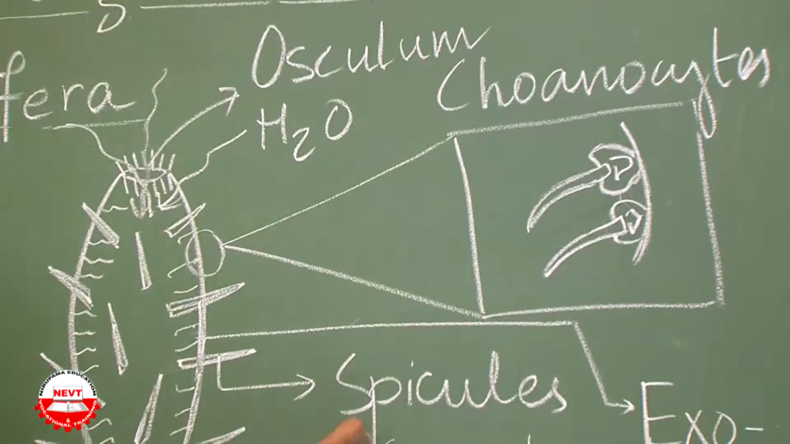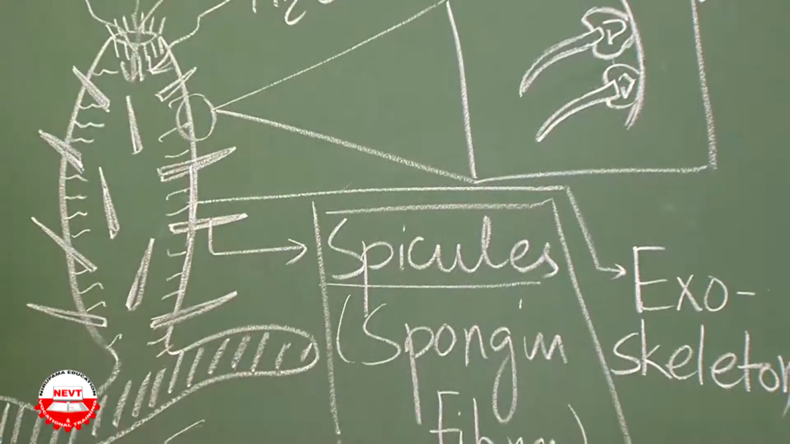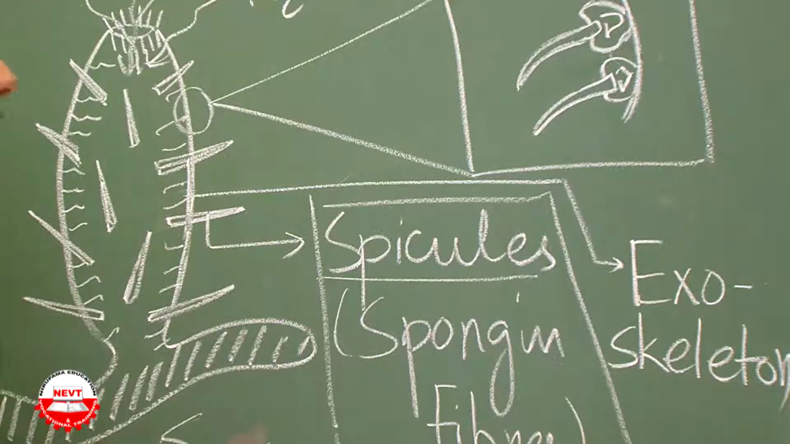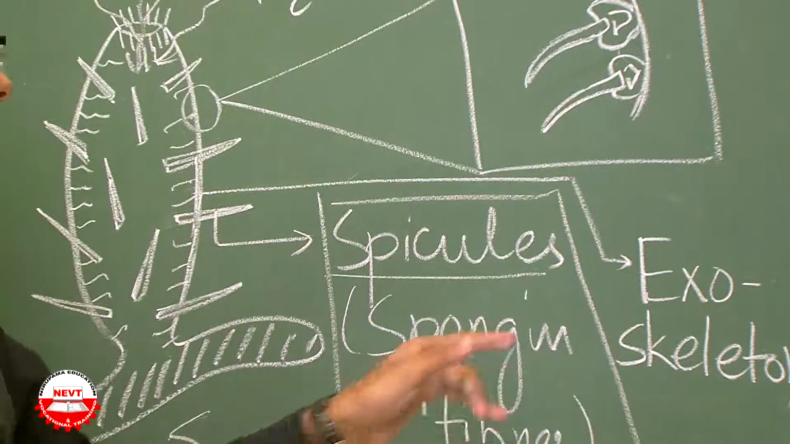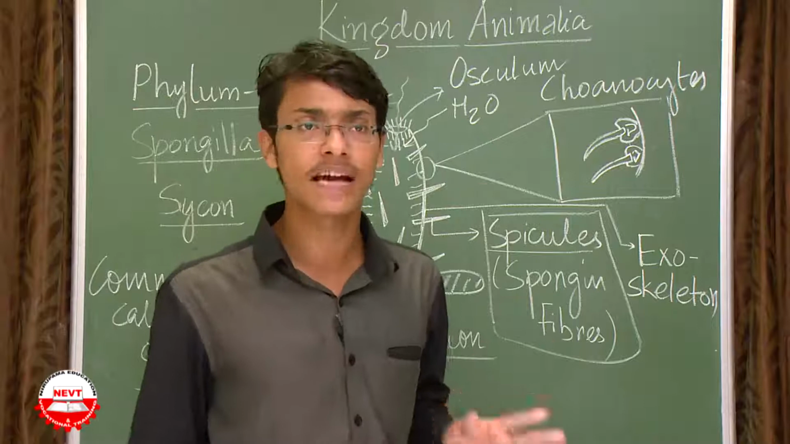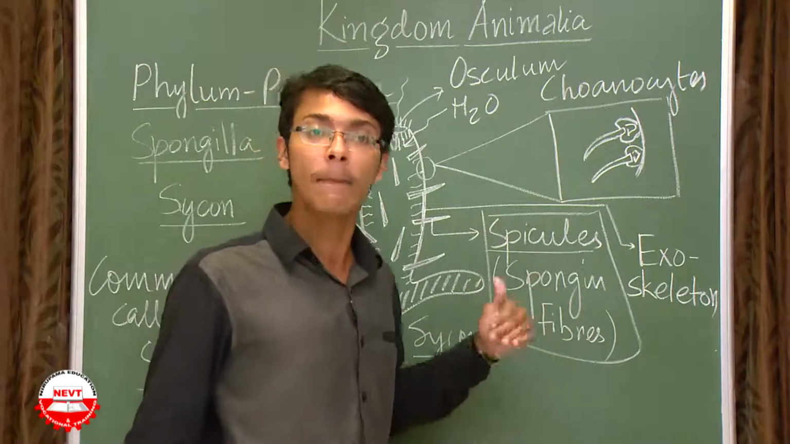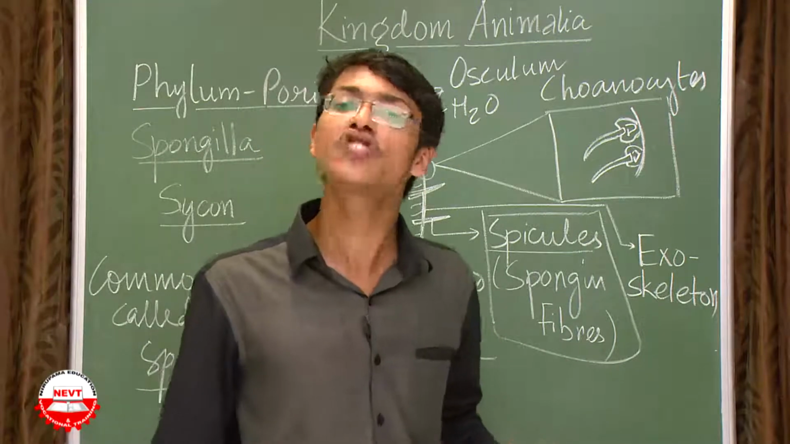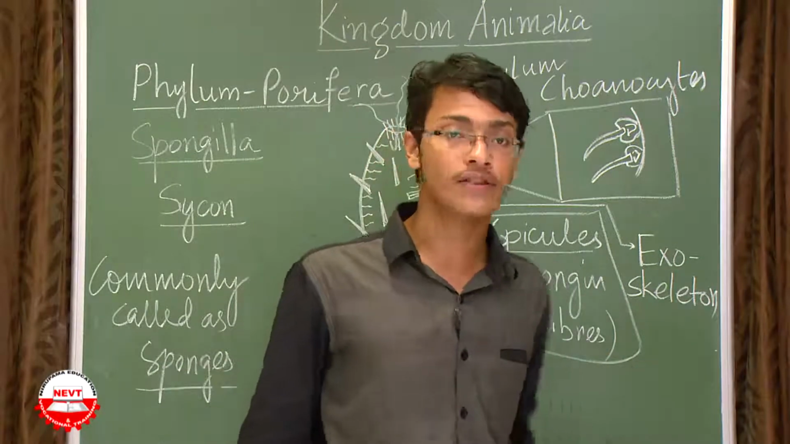Now here is the presence of spicules, a very important characteristic of the members of the phylum Porifera. That is, they have spicules or spines. The entire body is covered by spines, and the spines are made up of spongin fibers. It is a very hard substance that makes the spines, or spicules is the perfect word for the members under phylum Porifera. Now you may ask why there is a need for such spines or spicules. They are meant for protection.